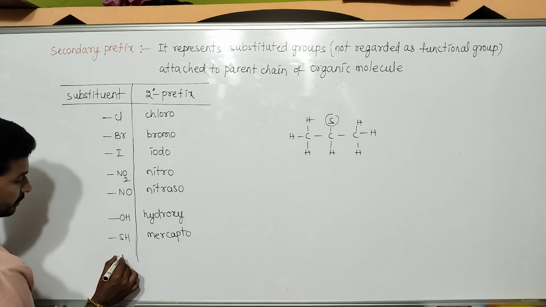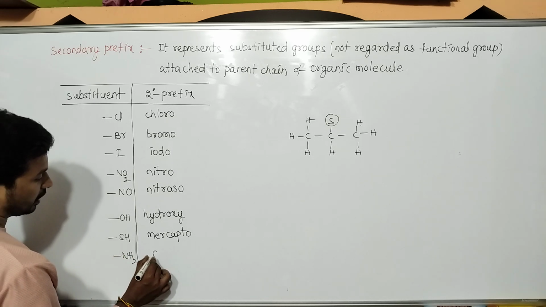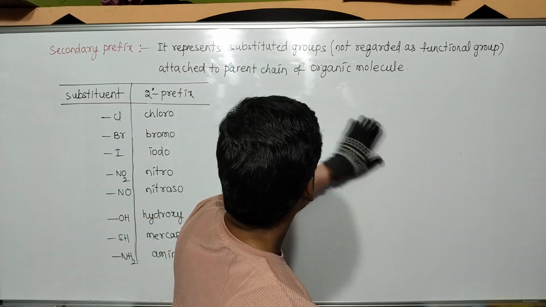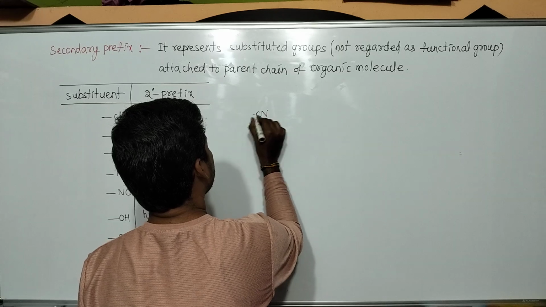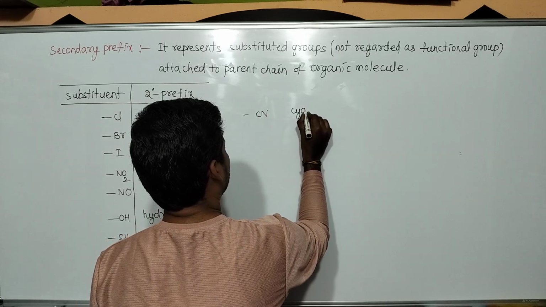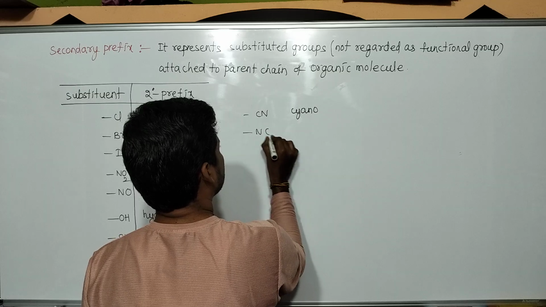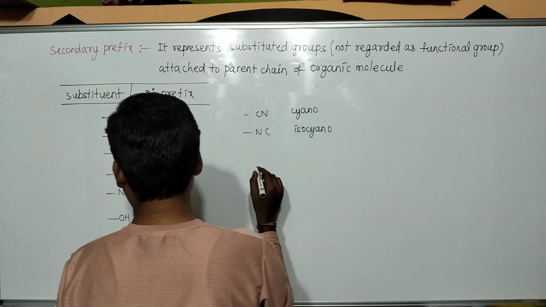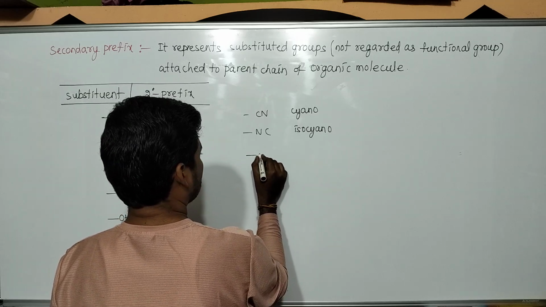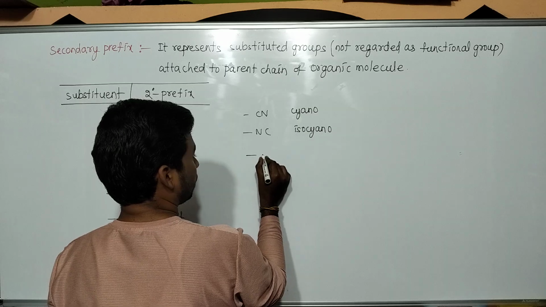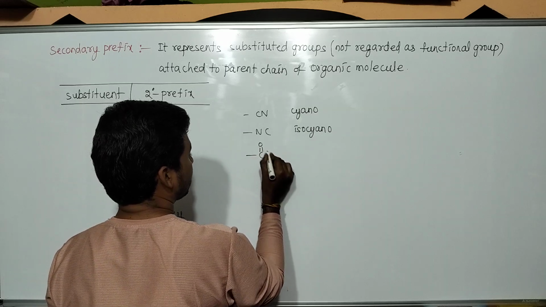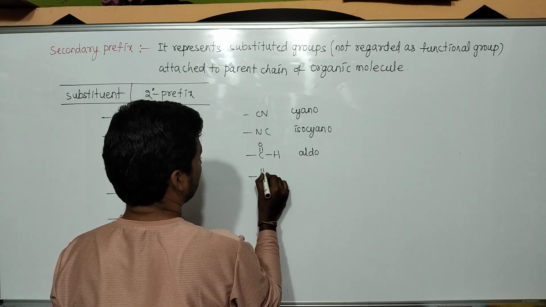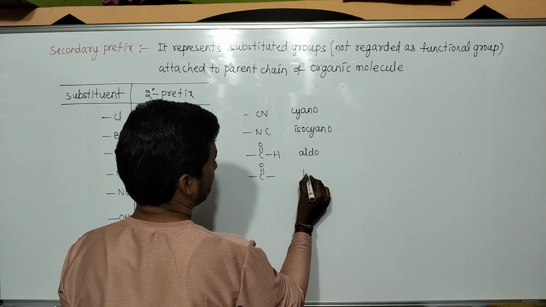If an NH2 group is substituted, then we write amino. If a CN group is substituted, we write cyano. If an NC group is substituted, we write isocyano. And if a CHO group is substituted, we write aldo. If a C double bond O group is substituted, we write keto or oxo.